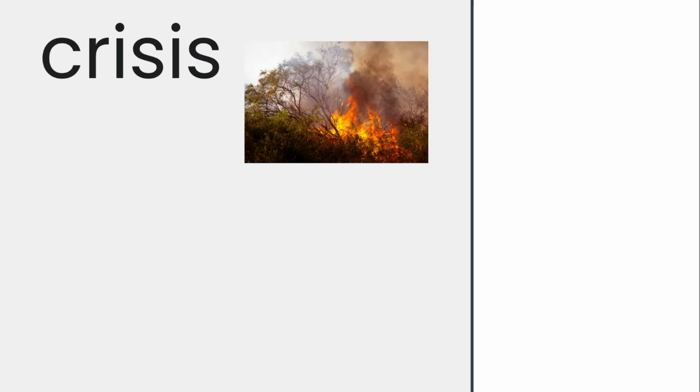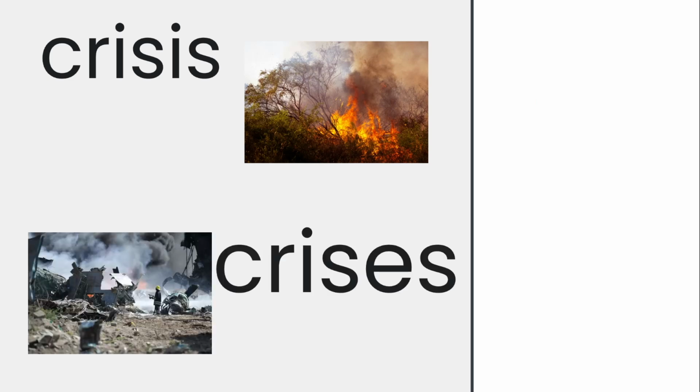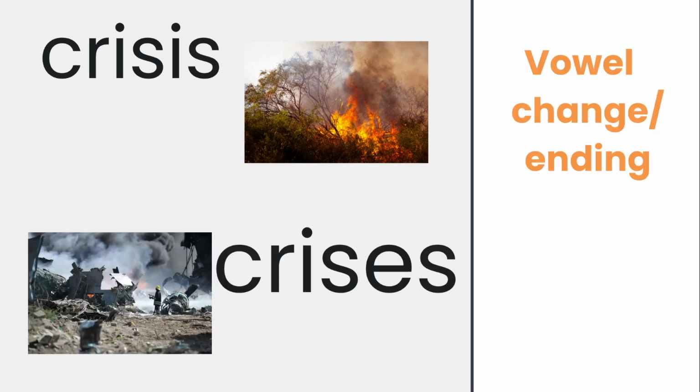Let's take a look at the singular word crisis. If we make it plural, it becomes crises. This looks like it's a vowel change or possibly an ending change, and it is. Some words come from Greek and their plurals follow Greek rules. So other words that do this exact same pattern would be analysis becomes analyses, thesis becomes theses. Words that end in is often change to es in their plural form.